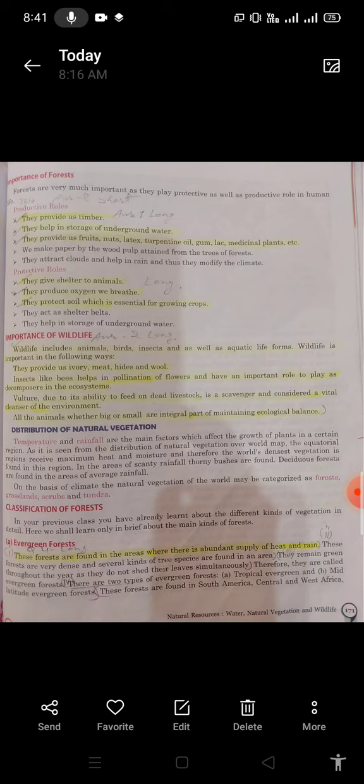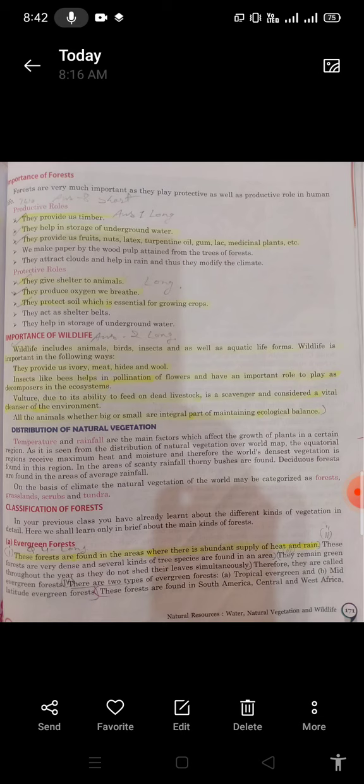Now we'll see the distribution of natural vegetation, meaning the classification. First are forests. In the forests, first A, evergreen forest. These forests are found in the areas where there is abundant supply of heat and rain. These forests are very dense. Several kinds of tree species are found in these areas. They remain green throughout the year. They do not shed their leaves. They are called evergreen forests. We can take two types of these: tropical evergreen forest and mid-latitudinal evergreen forest. These are found in South America, Central America, and West Africa.